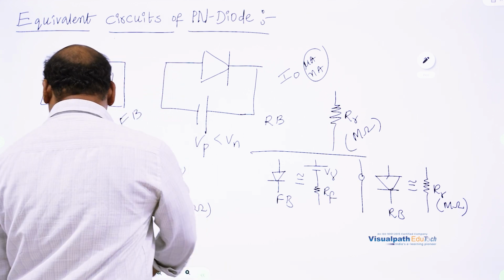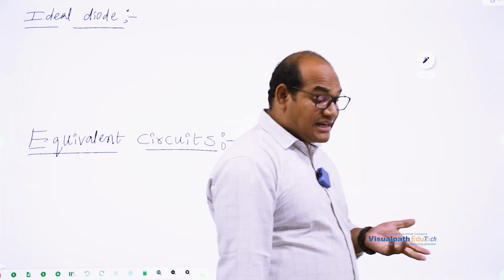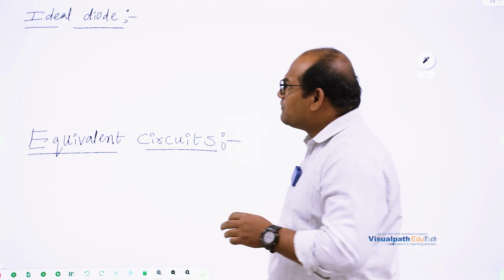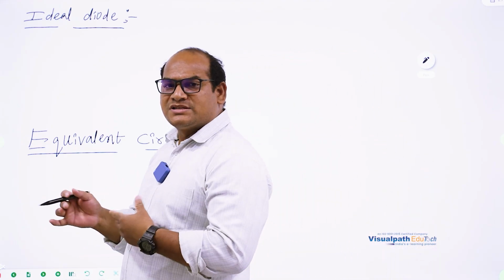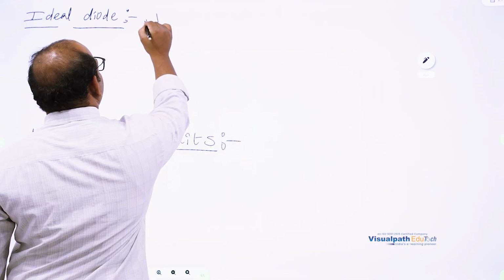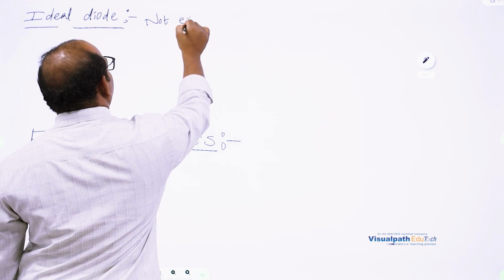Then now ideal diode we will see. Ideal diode is not existing in practice. For understanding purpose, we will take this one. First point, it is not existing in practice.